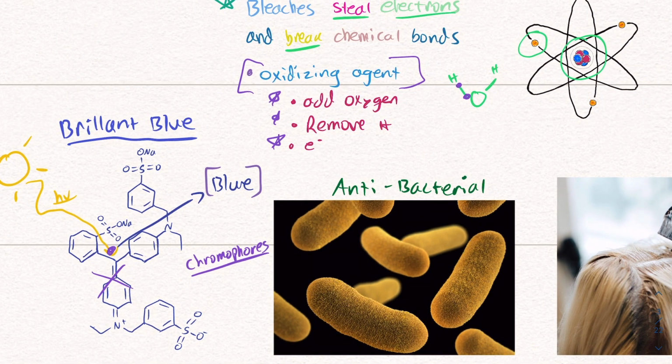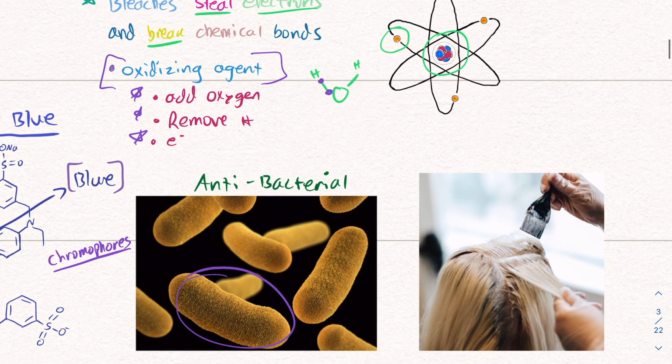What they do is when they oxidize things like the outer layers of bacteria, they'll break down the fats and proteins and destroy the structure as well as the DNA and things like that. And it goes the same for hair. It'll break down some of those proteins, destroy some of the color, which is why bleaching is not very good for hair, because it can destroy the structure of the hair itself.